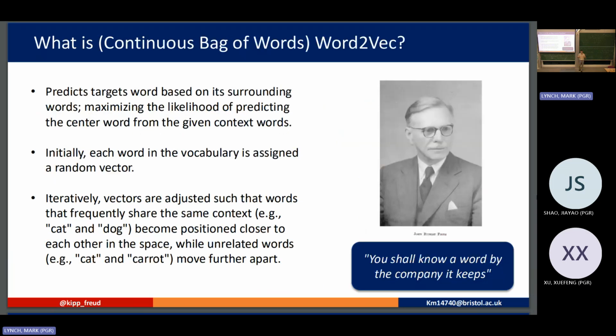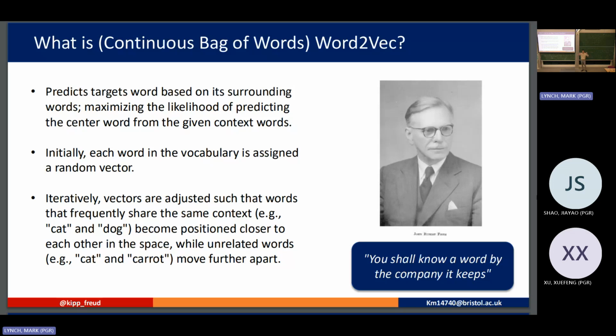So the philosophy behind positioning entities in vector space using this model is you shall know a word by the company it keeps. In other words, the semantic meaning of a word can be determined pretty much entirely based on the words that it tends to co-occur with in sentences. The way the continuous bag of words word-to-vec model works is by building up a predictive neural network which can predict a word based on its surrounding context words.